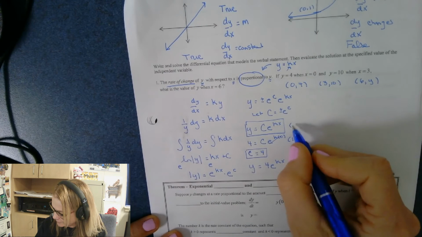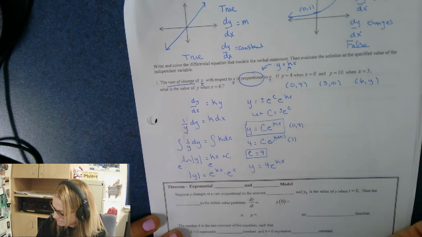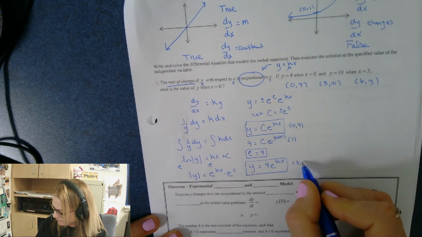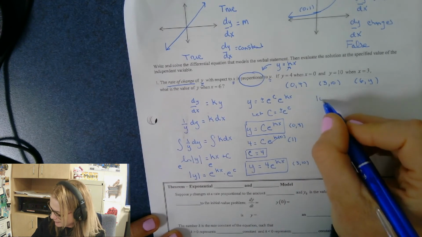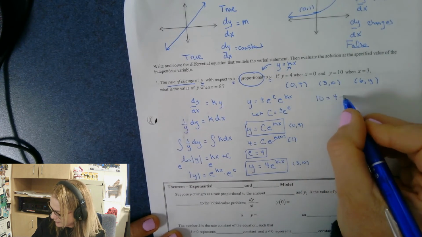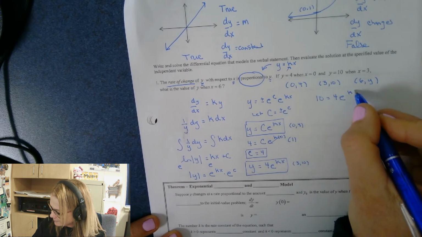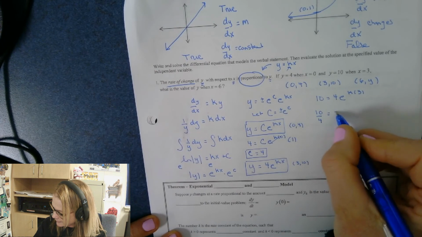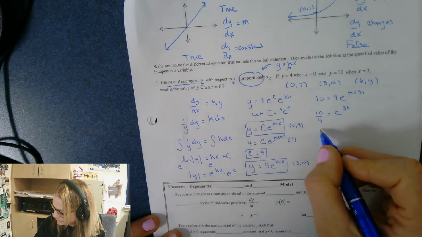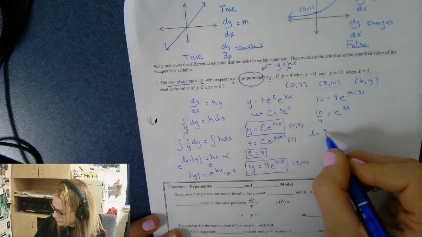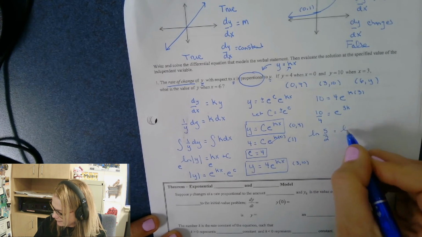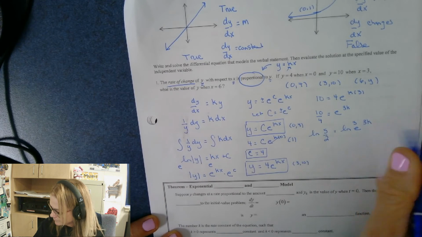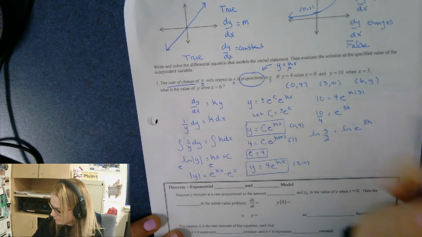So here's where I used 0, 4. All right, and so now I'm going to take this and use 3, 10. Okay, so 10 equals 4e to the k times 3. Okay, so isolate: 10 over 4 equals e to the 3k. Take the ln, and let's just do 5 over 2, equals ln of e to the 3k. All right, and so that's going to pull the 3k down.